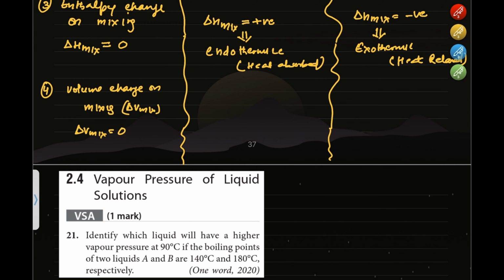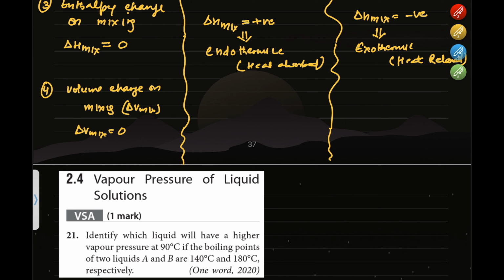This is because when we add a solute in the solvent, there's no change in the volume. The volume of the solute plus solvent is equal to the volume of the solution. There's no change in the volume because the interaction between the solute molecules and the solvent molecules is equal to solute solvent molecule interaction. Okay.